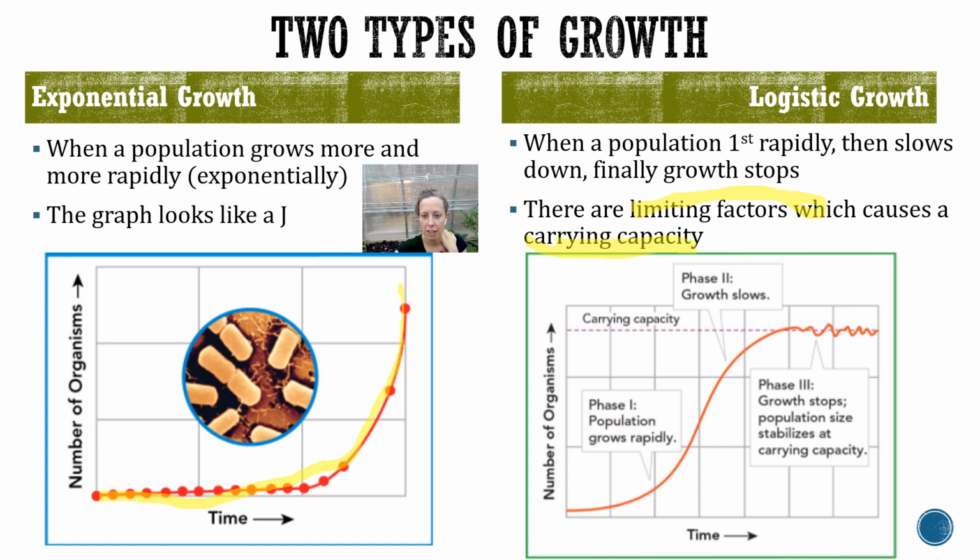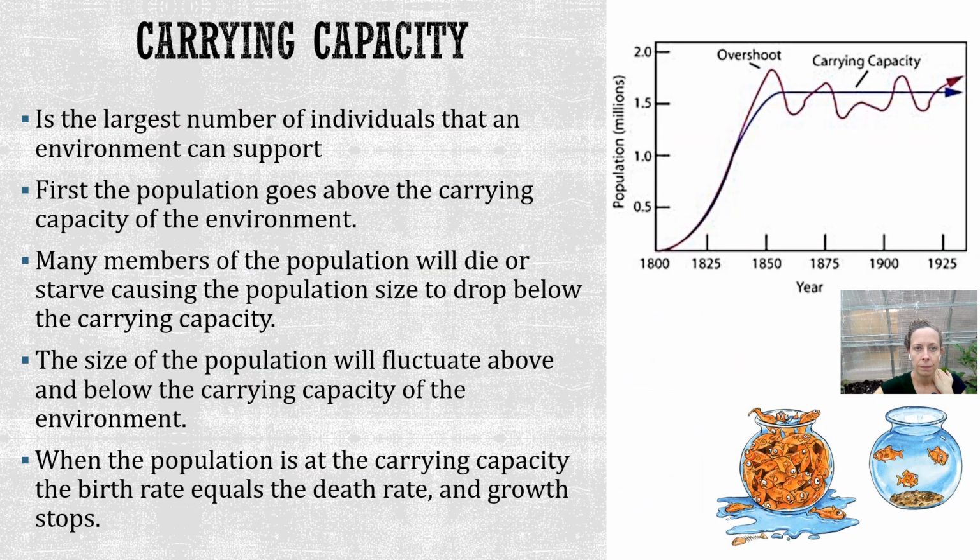All right, so if we look at this graph, we have our population growing rapidly in the beginning, right? And then we start to slow down. And once we get to this up and down here, this is when our population size doesn't actually change and we've reached carrying capacity. So carrying capacity is the largest number of individuals that an environment can hold or support.